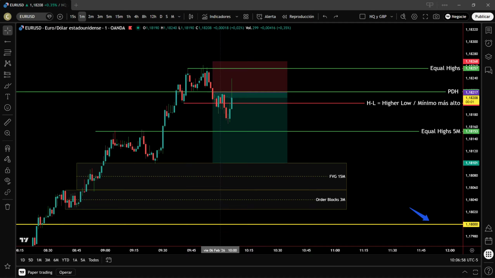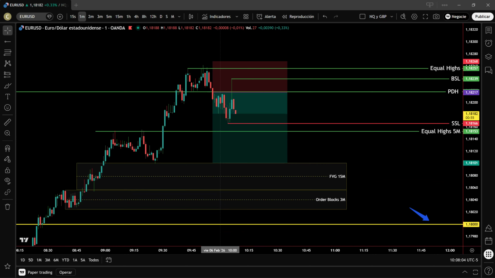This exhaustion of demand, combined with the manipulation we previously confirmed, gives us the confidence to hold our short position. The algorithm is simply trapping the last buyers before initiating the aggressive displacement toward the 1.18000 round number and the lower liquidity zones.